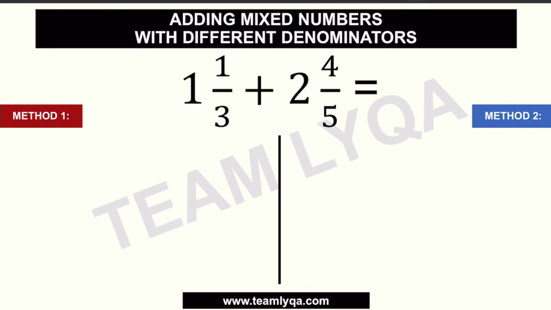We have 1 1/3 plus 2 4/5. Now, paano ko to isosolve? Dahil magkaiba sila ng denominator, that adds another level ng difficulty sa tanong na ito. Kung gagamitin natin yung method number 1, yung traditional method, again, i-convert muna natin siya into an improper fraction.